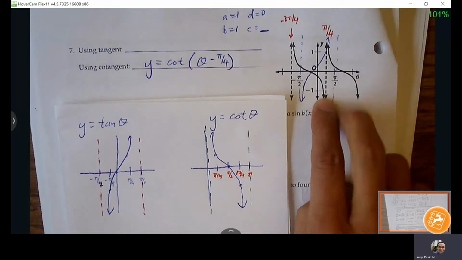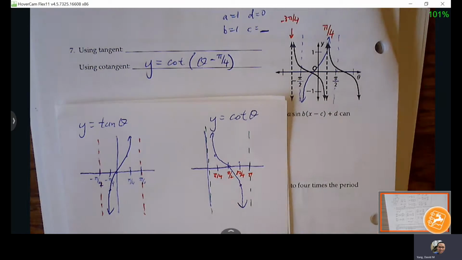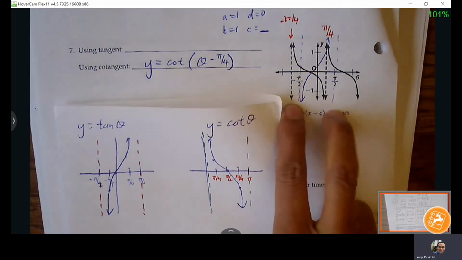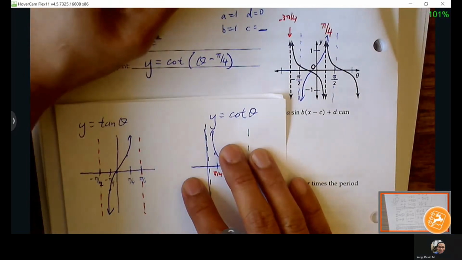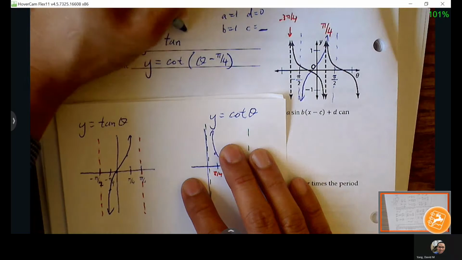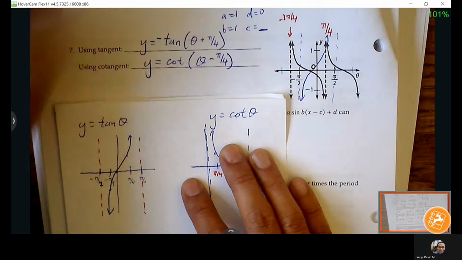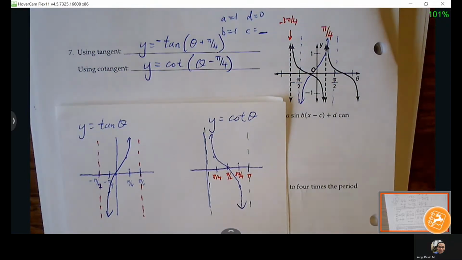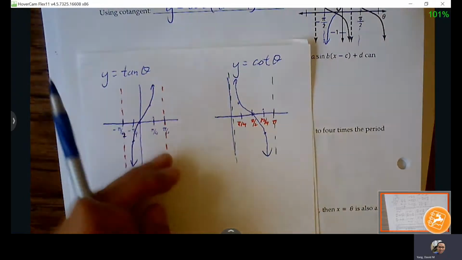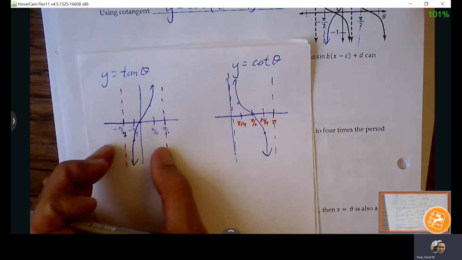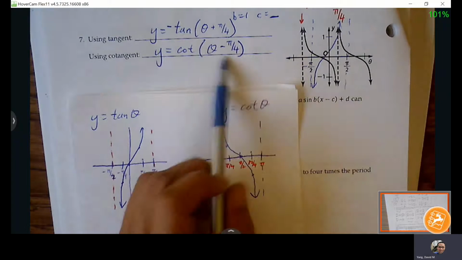So what can I do with the tangent graph to make it look like this graph here? I want to reflect it, and I'm going to shift it to the left. So I can simply start with this graph, flip it, reflect it, and then shift it left 1 unit, and then that way it'll be negative 3 pi over 4 to pi over 4.